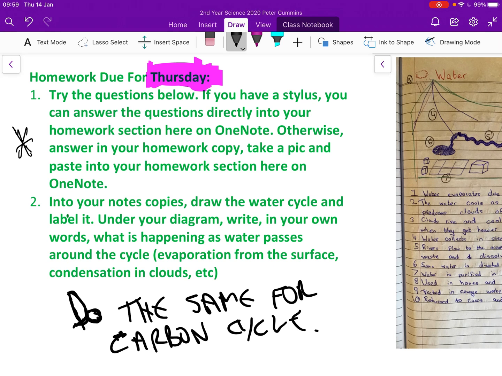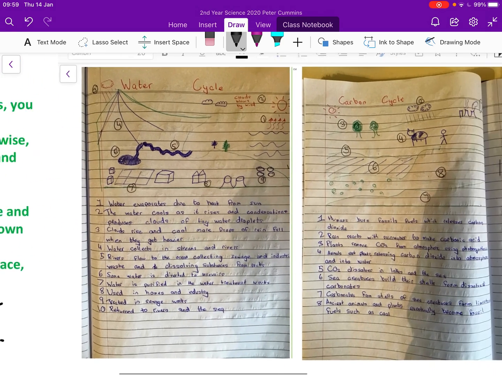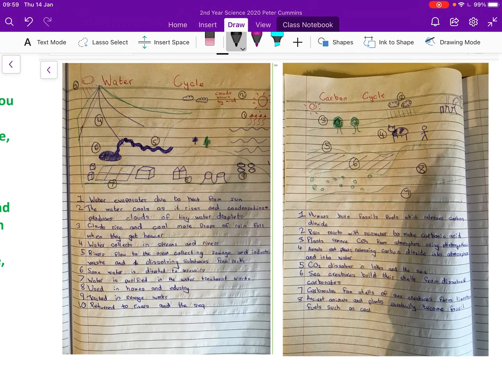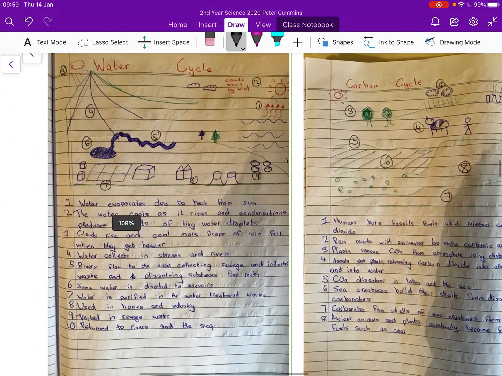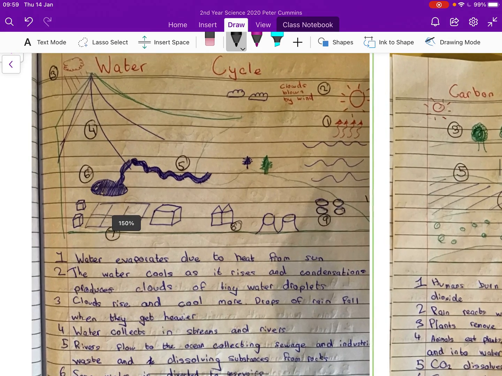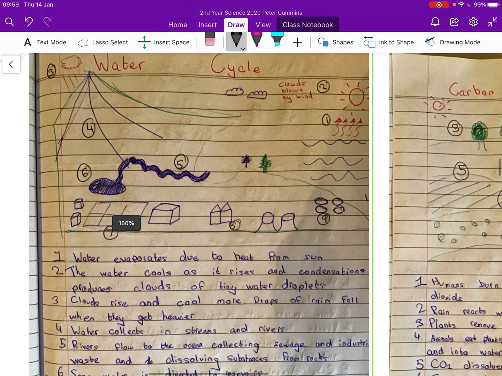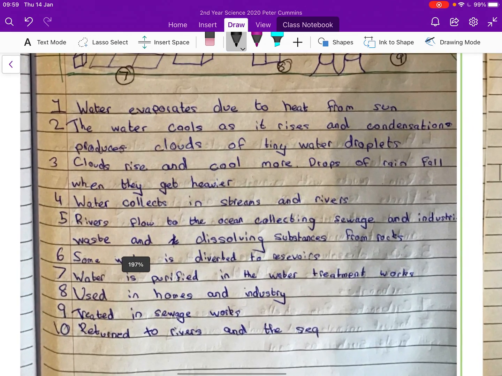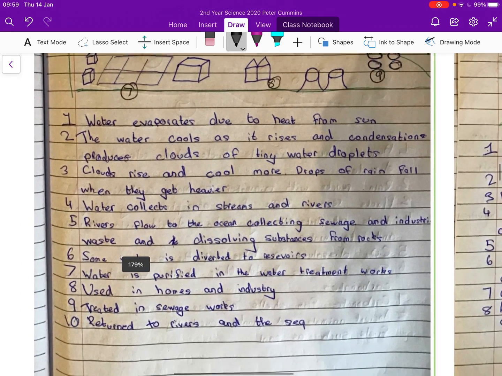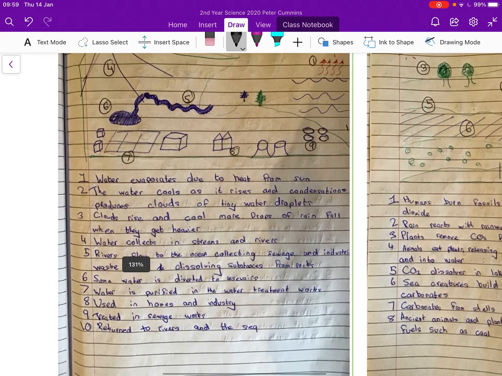And more importantly, when it comes to exams, you're going to want to have these two cycles drawn out and annotated by yourself. That's what I asked you to do. And over here, I have a couple of examples of people's copies. I've taken this from their own homework section. So this person here has drawn the water cycle out, labeled it 1, 2, 3, 4, 5, 6, 7, 8, 9, and then given the corresponding what's happening at each point. So that's there for you to take a look at, and it's just a nice example.